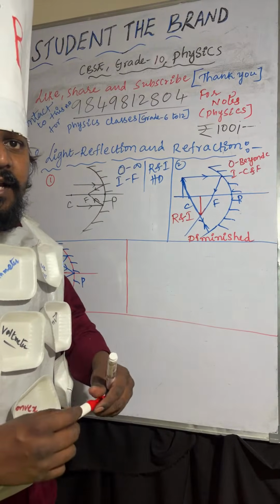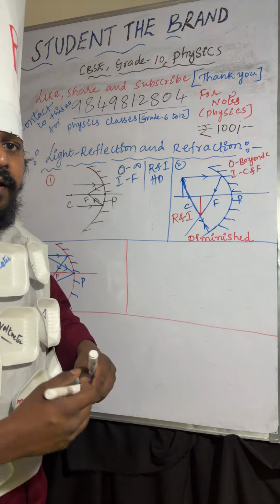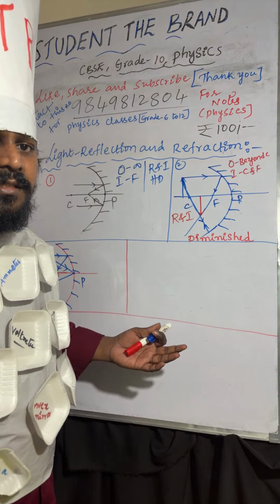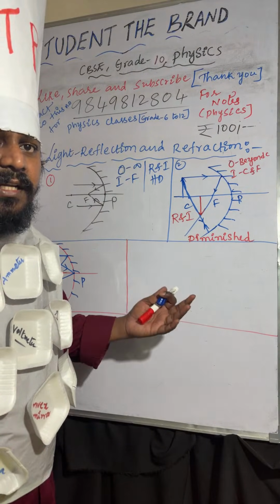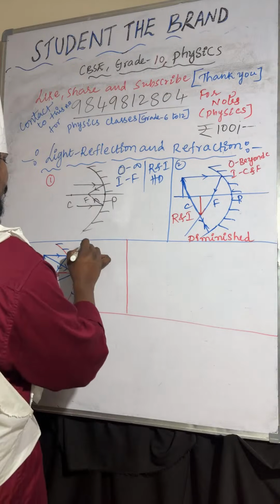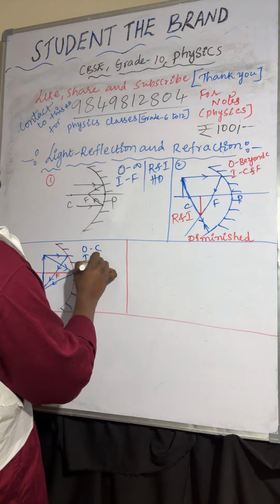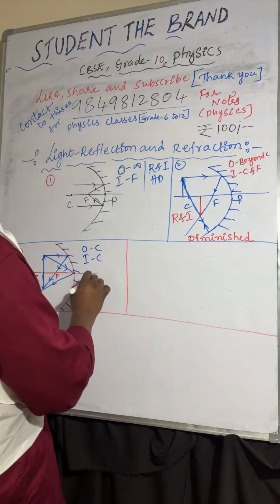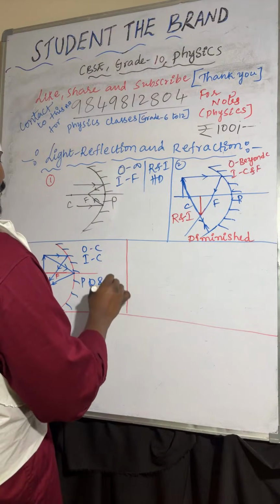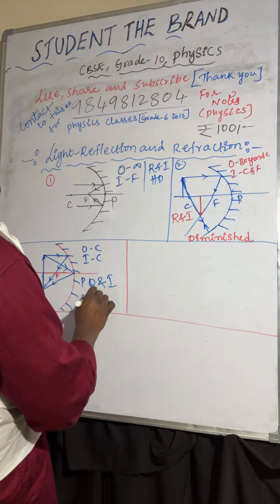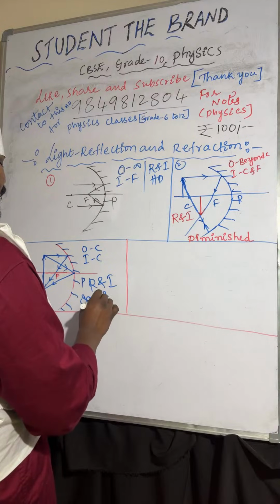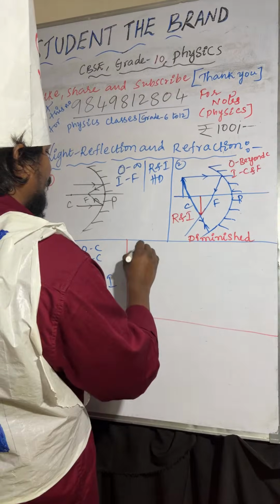Where is the object placed? At center of curvature. Where is the image formed? At center of curvature. What is the nature of the image? Real, inverted and same size. Same size. And coming to the fourth one.